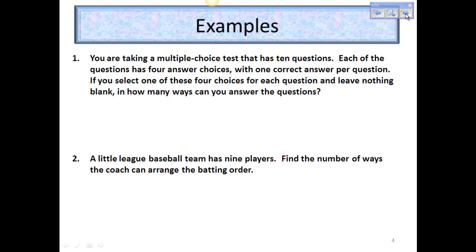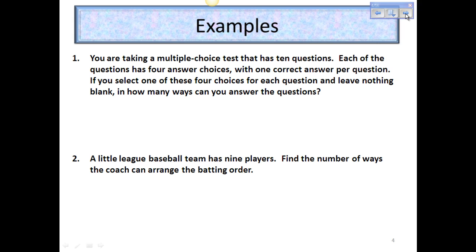Now, you're taking a multiple choice test that has 10 questions. Each of the questions has 4 answer choices, with 1 correct answer per question. If you select one of these 4 choices for each question and leave nothing blank, in how many ways can you answer the question? Now, if you're thinking 10 times 4 for this question, don't.